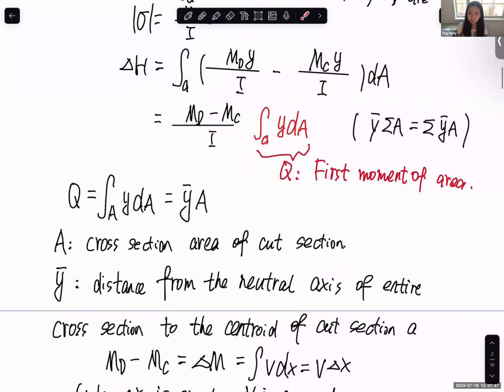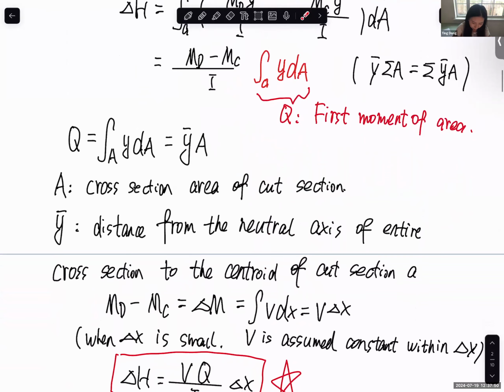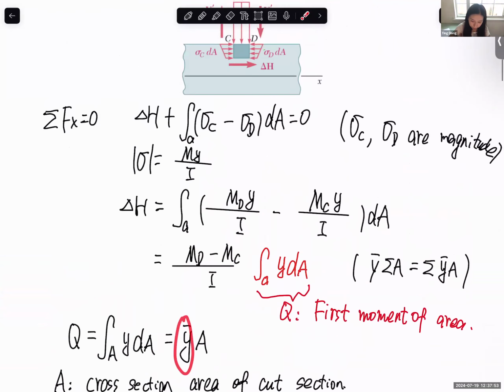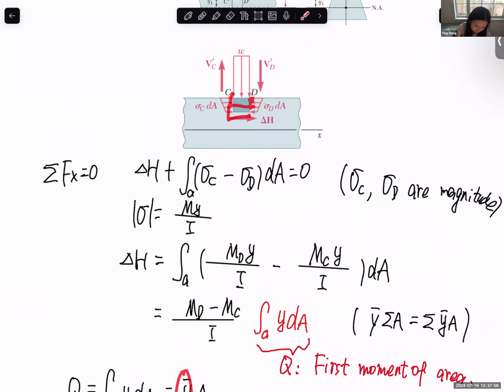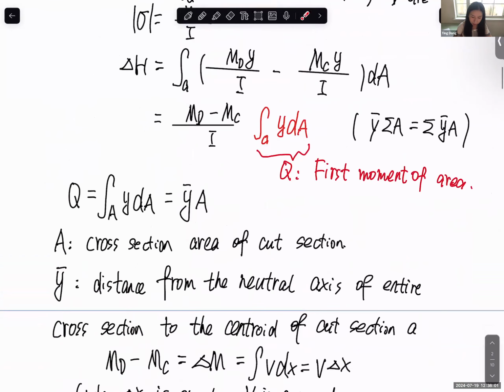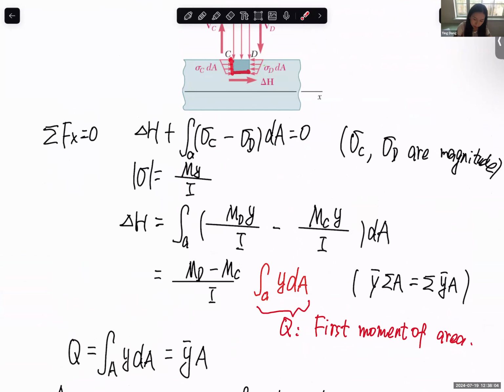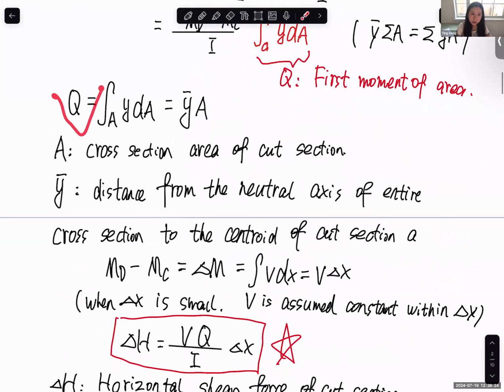And that is shown in the equation as this y bar, because if you take a different section, this y bar, the distance from the centroid of the cut section to the neutral surface, is different, and the area is also different. So let's say this line passes through the centroid of the cut section, and this is the centroid of the entire section, and this becomes y bar, and this becomes the area. But if I make it bigger, the area changes, and y bar also changes. So that's why you can see here the Q changes as the cut section moves.